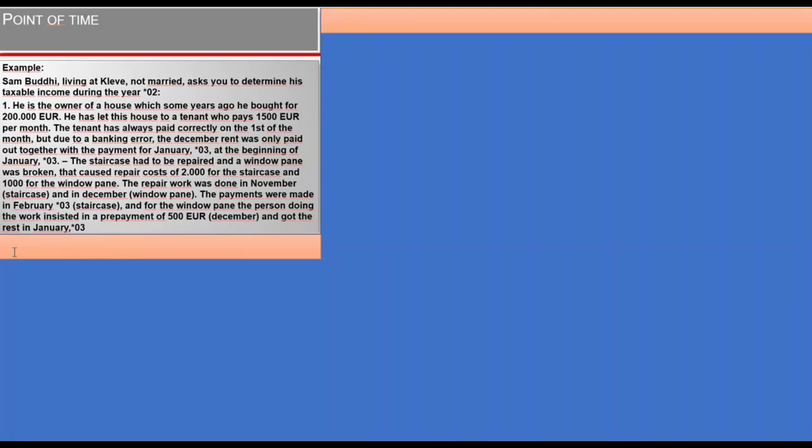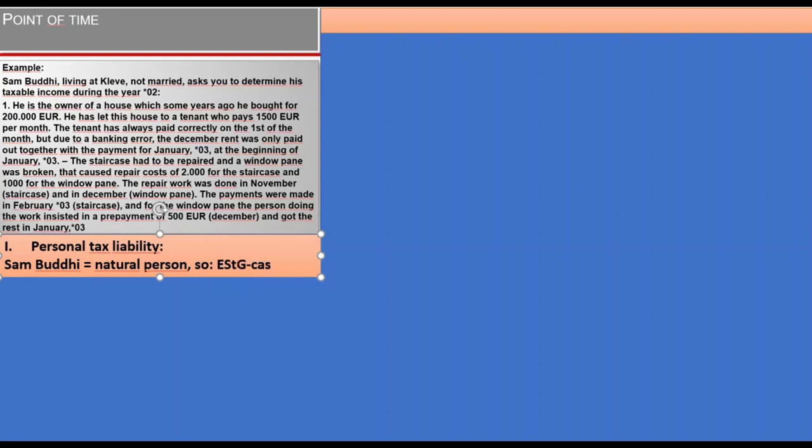Okay, so here is our nice piece of paper where we can make our small notes. And we begin with step number 1, and step number 1 is naturally personal tax liability. And as always, it's plain and simple. Sorry, you see the typing mistakes never stop. That's going to last until I go to heaven or to hell, whatever it be. So it's an ESTG case.